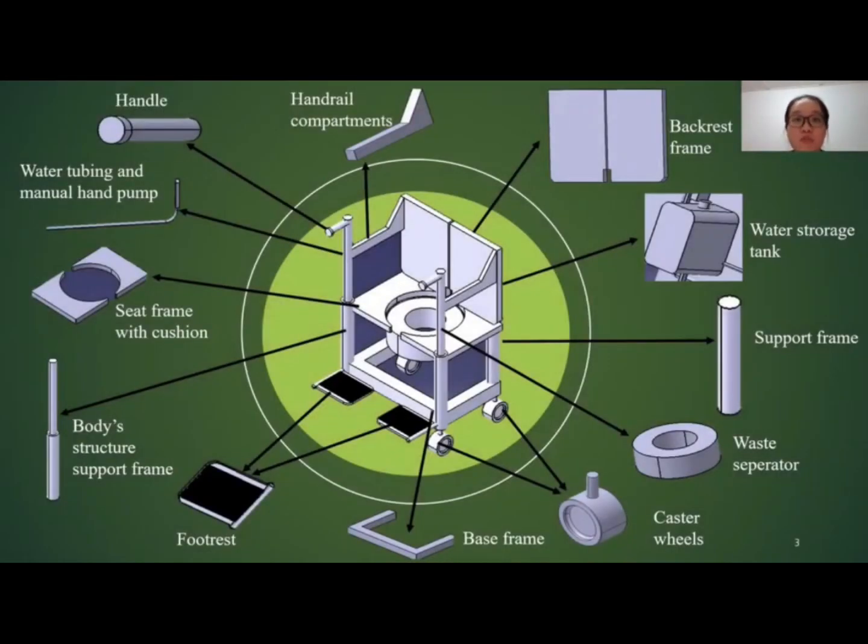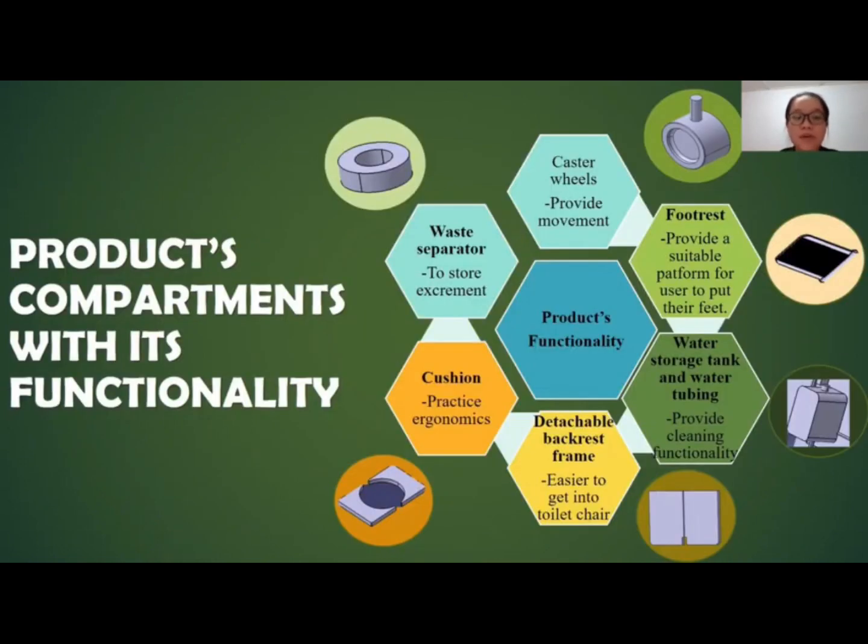Generally, there are 12 compartments involved in this product prototype. The compartments are handrail, backrest frame, water storage tank, support frame, waste separator, caster wheel, base frame, footrest, body structure, support frame, seat frame, and also the product compartment with functionality.